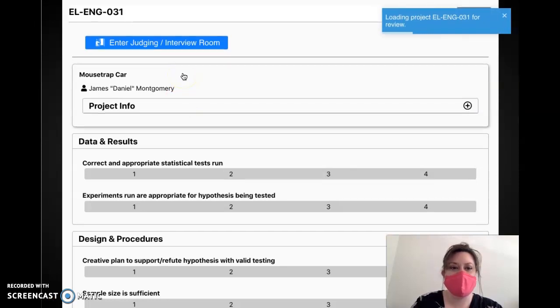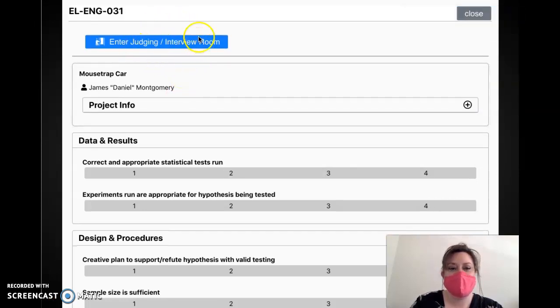So in order to make this work, you click on this, and you'll notice that there are a few things here. So this button is where you'll enter your judging interview room, and it will essentially be a Zoom-like phone call where 2 other judges will join you as well as the student. So essentially, a project will just be judged at one time interval with 3 different judges at the same time.